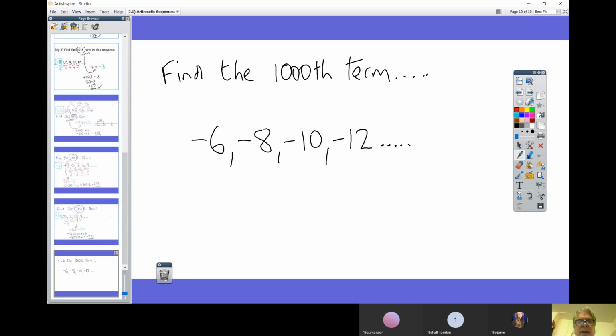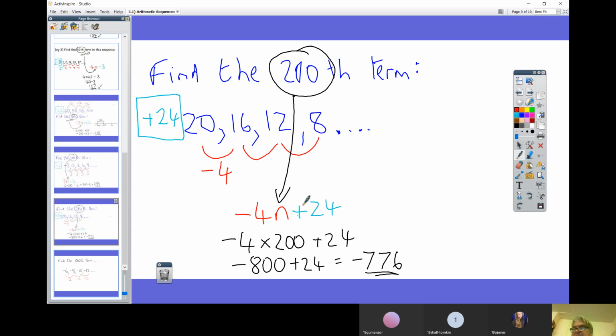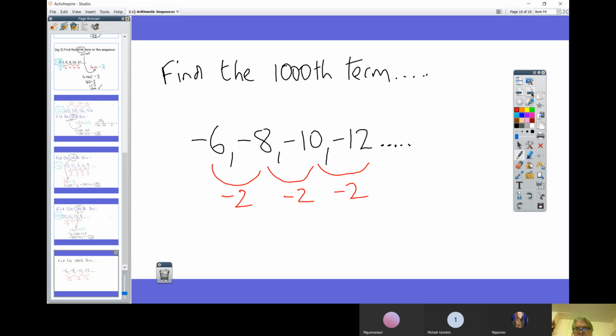Yeah, okay. You find how much the sequence is going up or down by. Lovely, Flo. So what do you think? Good. So we can see we're going down in twos. Well done. So what's the first part of our expression? That's not what I'm asking. Right, go back to the previous question. The first part of the expression there was minus 4n. So minus 2n. Lovely. Well done, Flo.